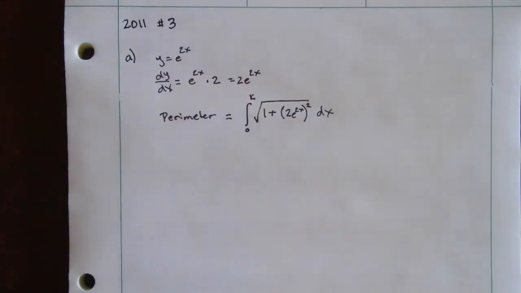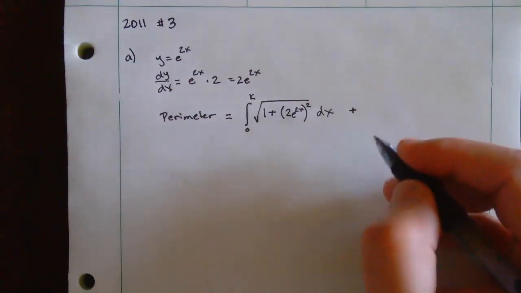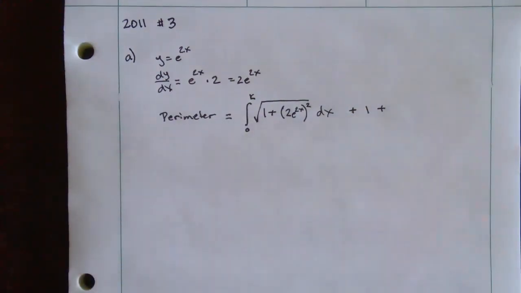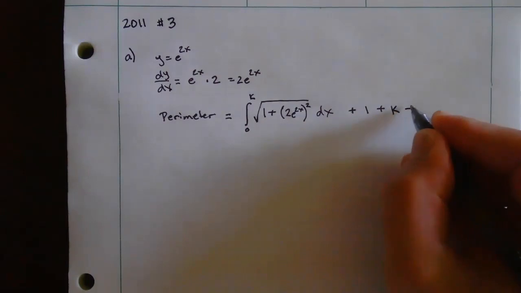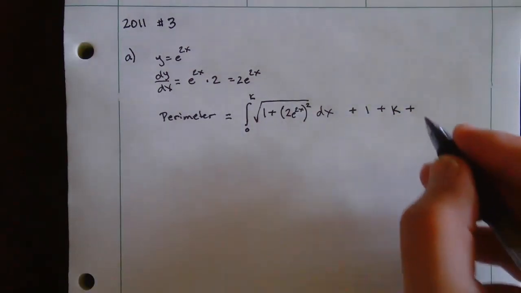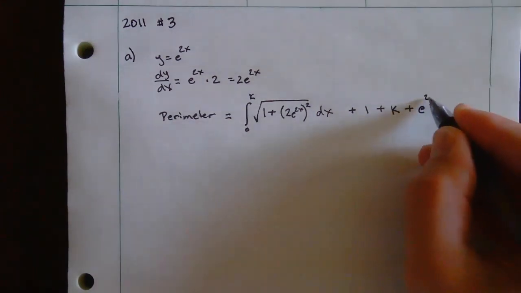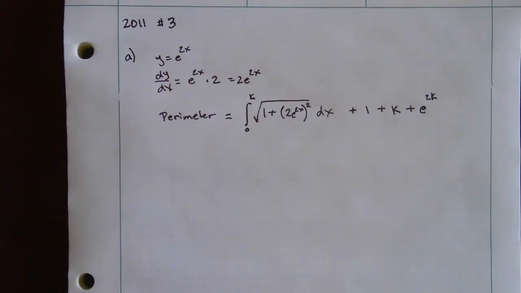Now that'd be that top part, okay? Then we need to add to that the left side, which would be 1, plus the bottom, and that'd be the distance from the origin to that vertical line k, so that'd be k, and then plus that vertical piece that I talked about, and it would be e to the 2k. And that would give you the perimeter of region R, okay? Let's go to part B.